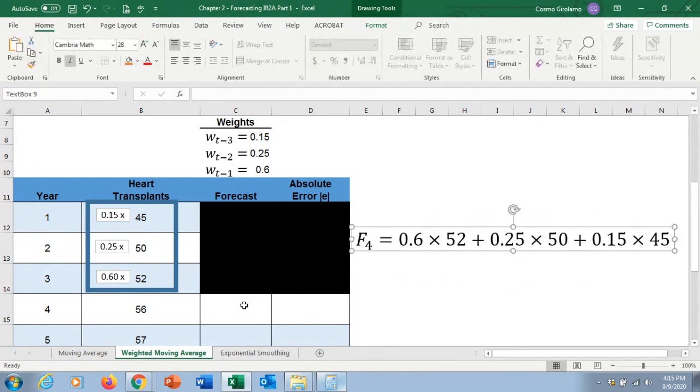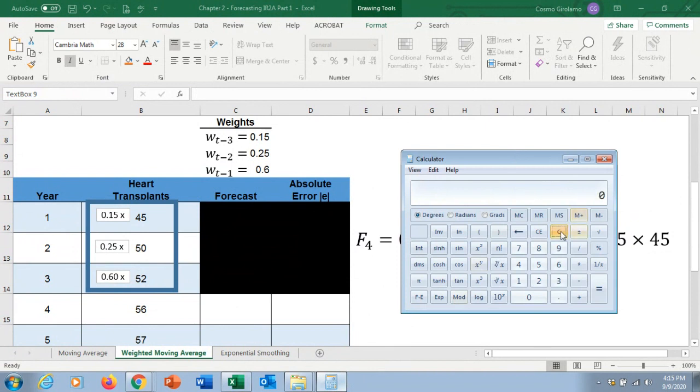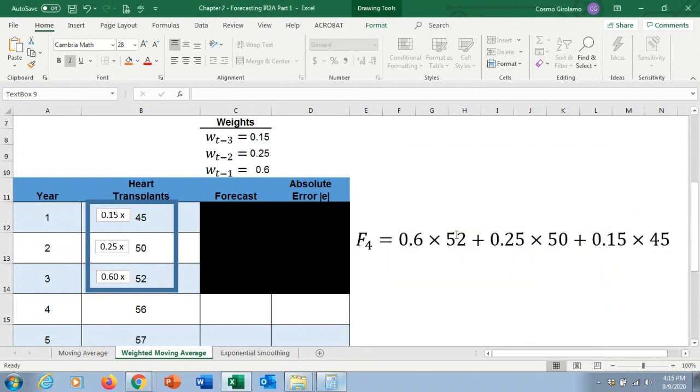So this is my prediction F4. I'm going to take the weight, 1 period back, 0.6 multiplied by 52, add to that 25% of 50, add to that 15% of 45. I have to plug this into a calculator to figure this one out.